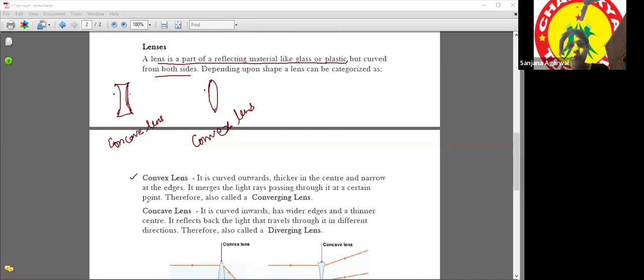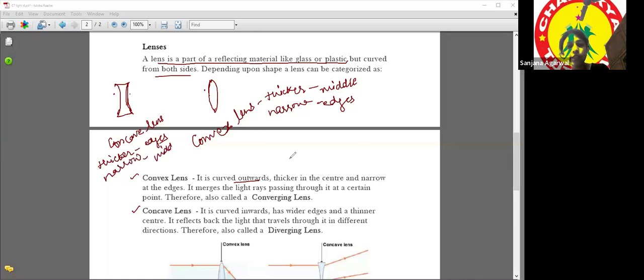How to recognize the lens on touching? A convex lens is curved outwards, so we can say it is thicker at the middle and narrow at the edges. And the reverse is the case with a concave lens. It is thicker at the edges and narrow at the middle. This is what is written here.